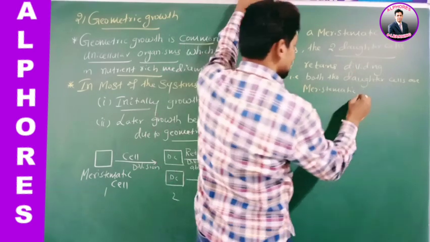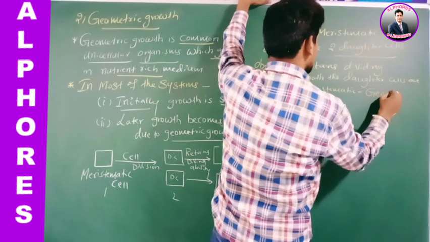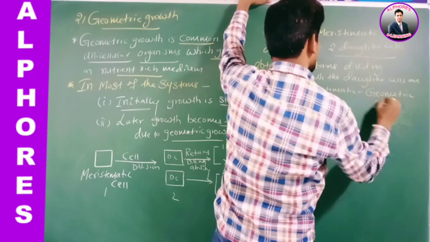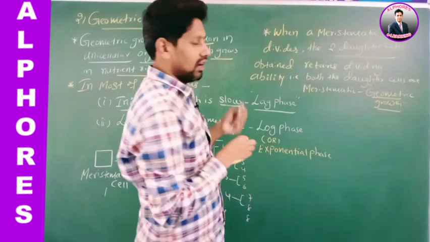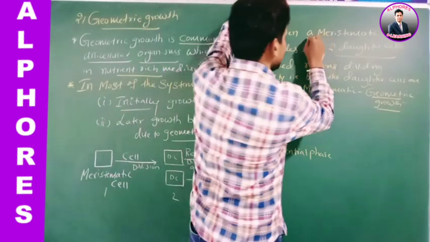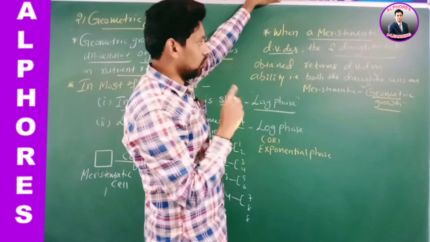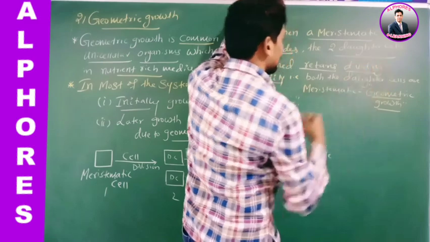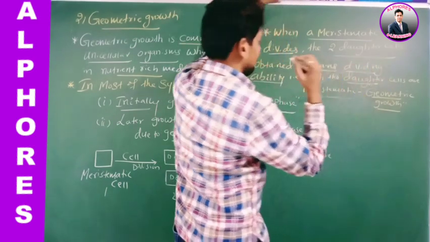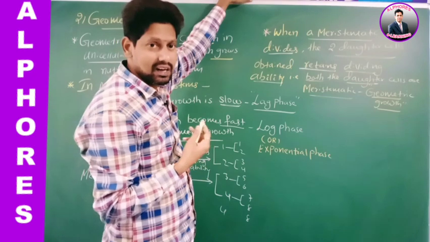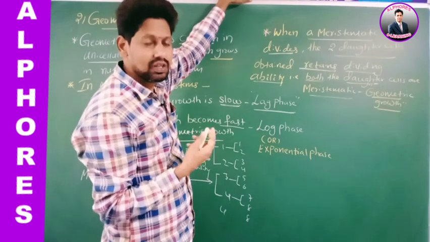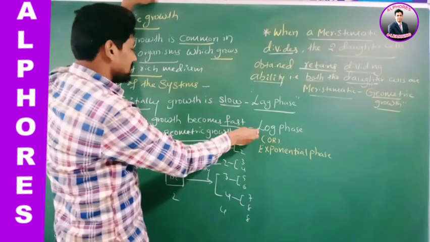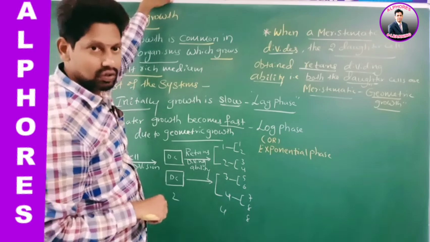What is this growth called? Geometric growth. Therefore, when a meristematic cell is dividing, we got 2 cells. The 2 daughter cells retained which ability? Dividing ability. As they retained dividing ability, now both the daughter cells are meristematic cells. Such growth is called which growth? Geometric growth. Due to this geometric growth only, in log phase the growth is fast. Is it okay?